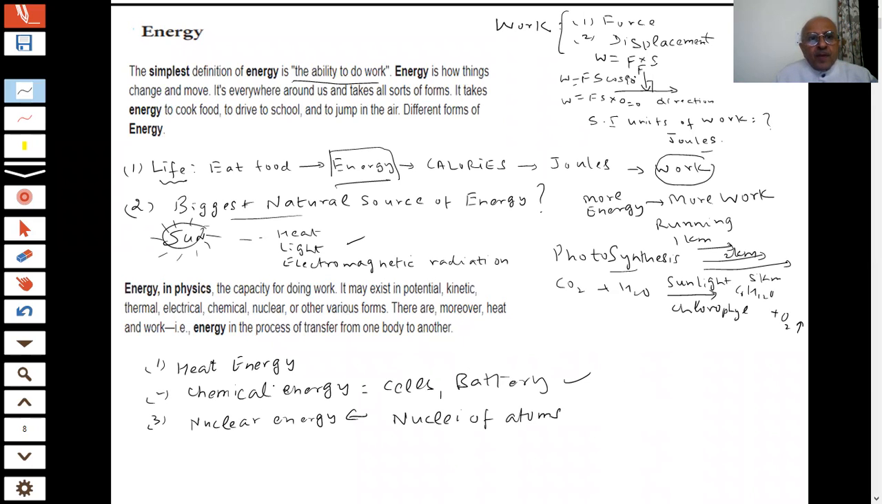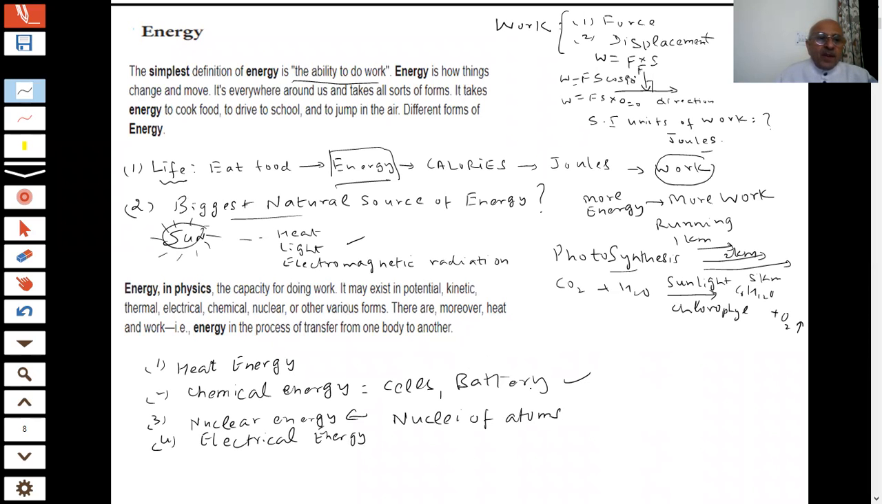And electrical energy, you are so much aware, is the most convenient form of energy because it can be easily transmitted from one point to another. So you are using electrical energy a lot, student. It travels easily from one place to another place. It reaches your home.